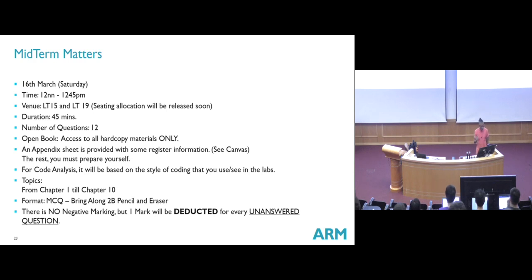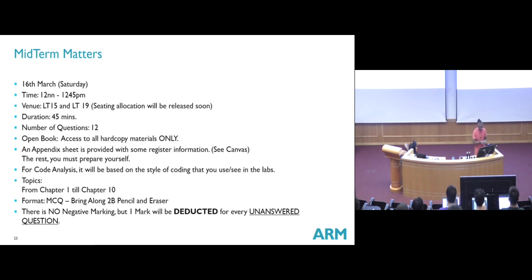12 questions. Open book, so any hard copy material you can bring. The appendix that I uploaded to Canvas will be printed out together with the test, so you don't need to print that out again, it's already together with the test paper. Anything else that you want, you can print and bring along. As you saw for the practice paper as well, the code analysis is based on the style of coding that I demonstrate and you see in the lab. So it's the same type of style of coding.